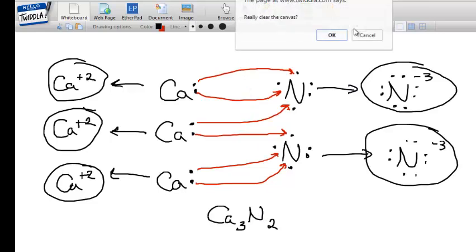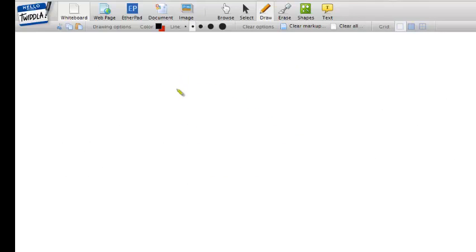Let's take a look at hydrogen and chlorine. So hydrogen only has 1 electron, so it must have 1 dot. Chlorine we saw already a little bit earlier that chlorine has 7 dots, and they are arranged in 3 pairs and 1 unpaired.